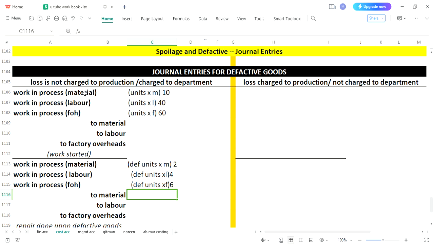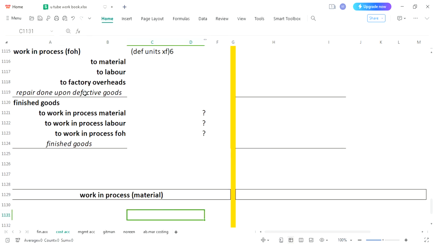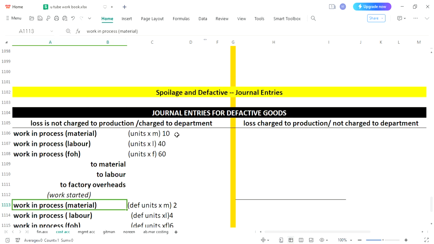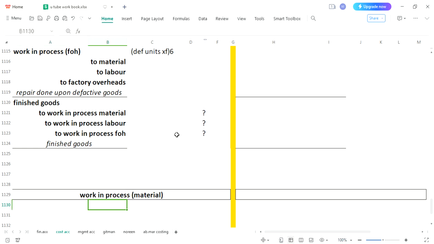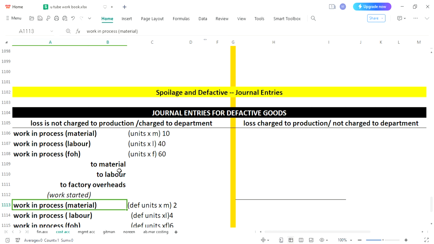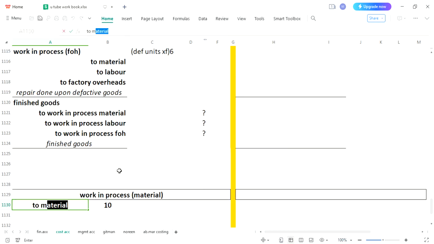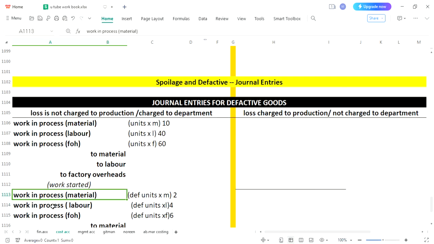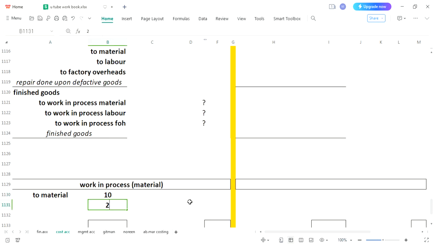So when you make your ledger, what will happen? According to ledger rules, if work in process material is debit, you will put the amount on the debit side. And what reference will you use here? Due to material. In the second entry, look over here, work in process material is again debited by 2. So put 2 on the debit side. The reason is again due to material. So there were 3 entries, 2 entries had amounts and you have put them.